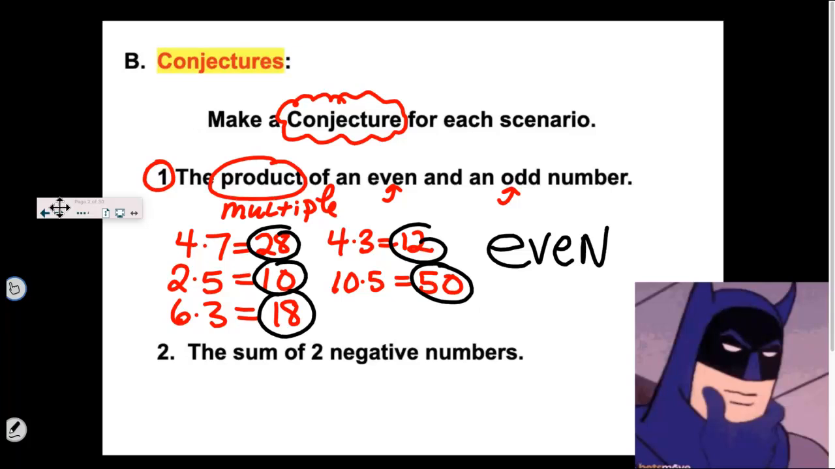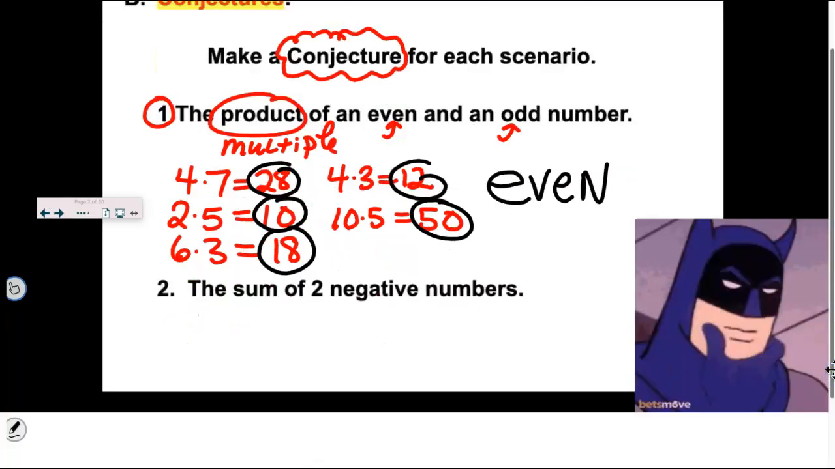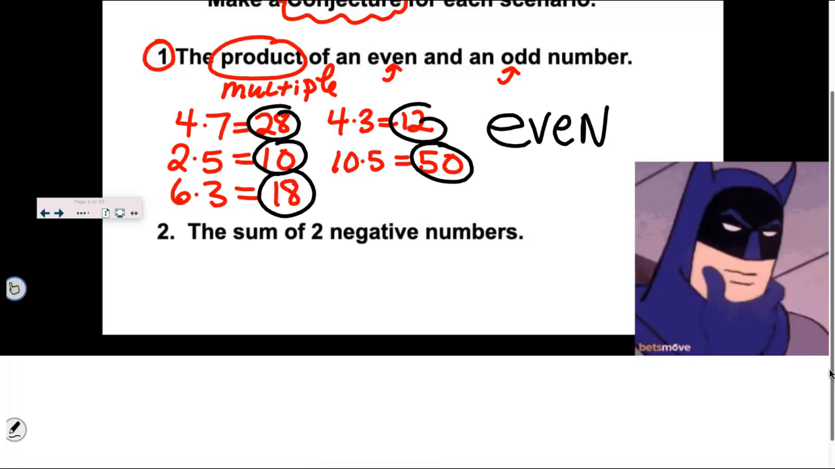So my conjecture would be the product of an even and an odd number is always even. So for the sum of 2 negative numbers, again, I did the same thing. I had to create some samples, look at the results, and see if I could see something that was consistent. So here's a negative number. Sum means add. Here's another negative number. Down 1, down 3 more, I'm down 4.